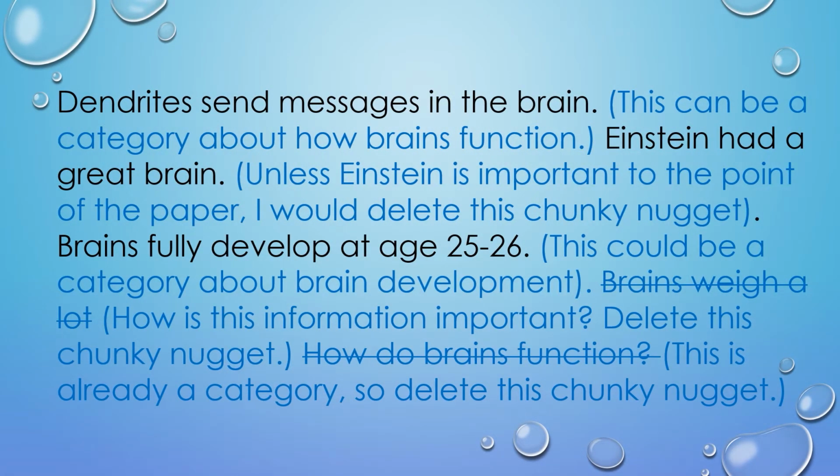Dendrites send messages in the brain. This can be a category about how brains function. Einstein had a great brain. Unless Einstein is important to the point of the paper, I would delete this chunky nugget. Brains fully develop at age 25, 26. This could be a category about brain development.